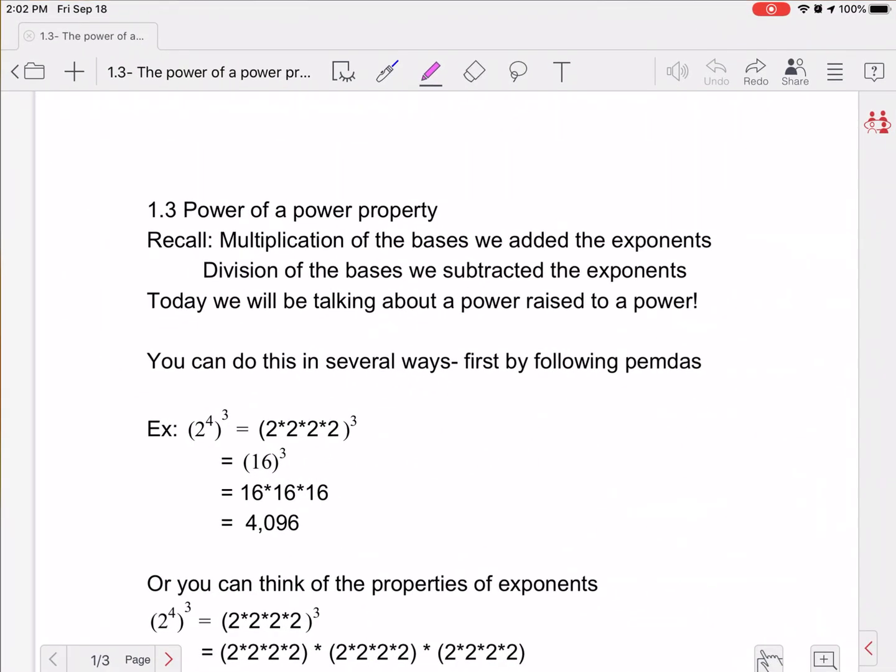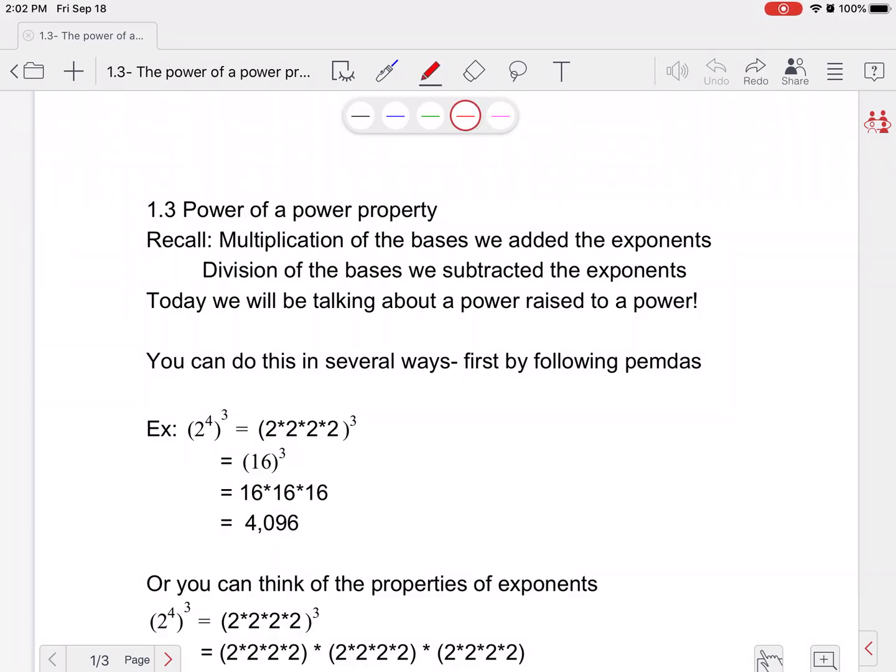Hi guys, welcome back. We're going to be talking about another exponent rule, which is called the power to a power rule today. So into our notes. The power of a power property. Remember, multiplication of the bases means we add the exponents. So multiplication goes with add, and division goes with subtracting the exponents, right? But today we're going to talk about when we have a power raised to another power.